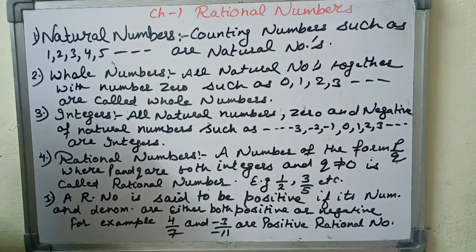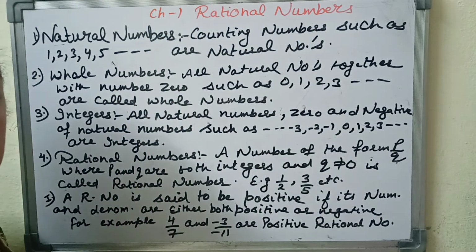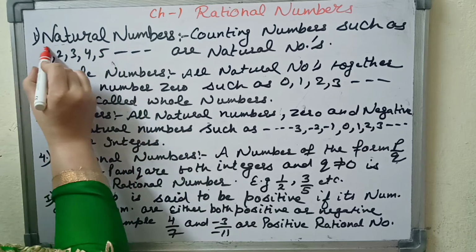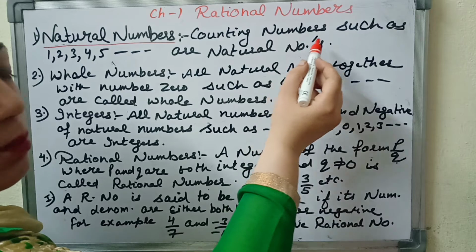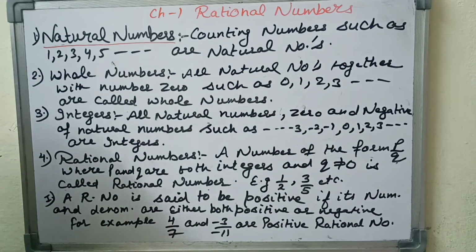Today I am going to start chapter 1, rational numbers. Before starting this chapter, let us learn some definitions which you already studied in your previous classes. First definition is natural numbers. What are natural numbers? You everybody know these are the counting numbers such as 1, 2, 3, 4, 5. These are called natural numbers.